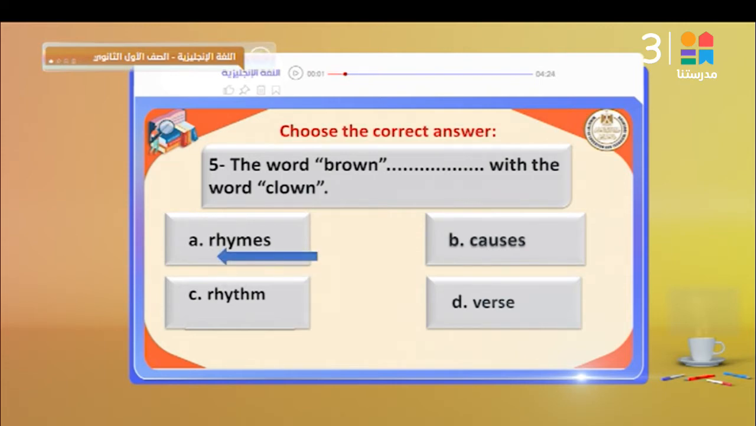So we say they rhyme. But what about the word rhythm? Rhythm means the music in the poetry.